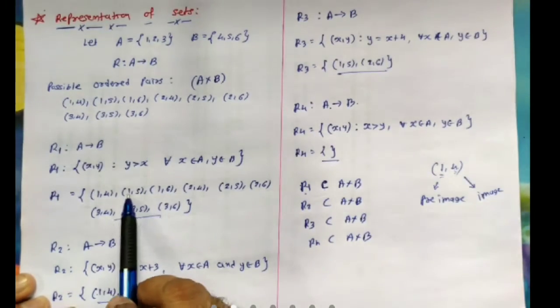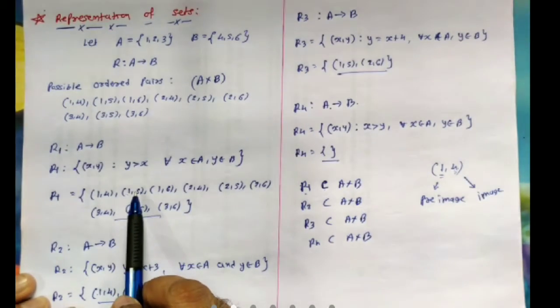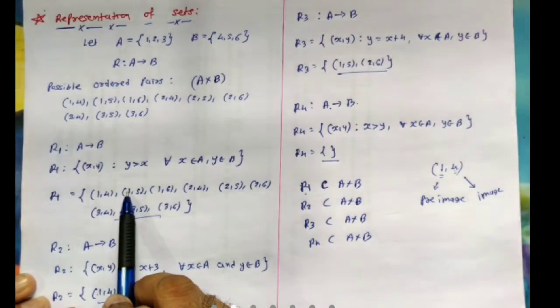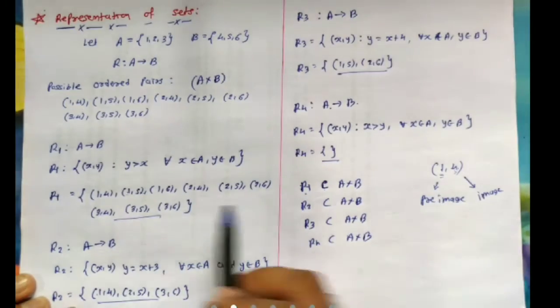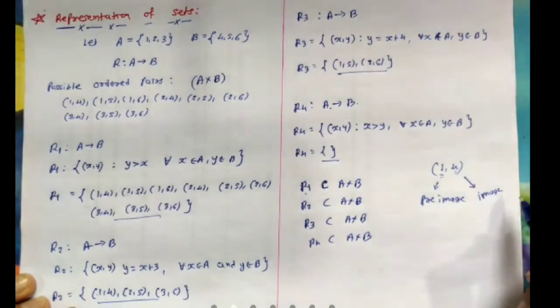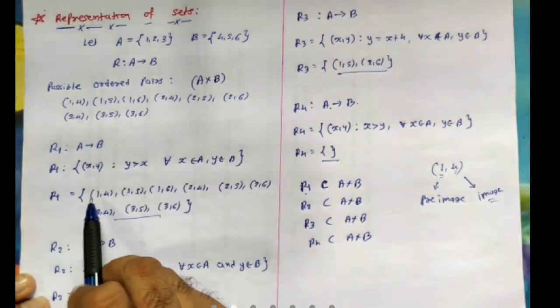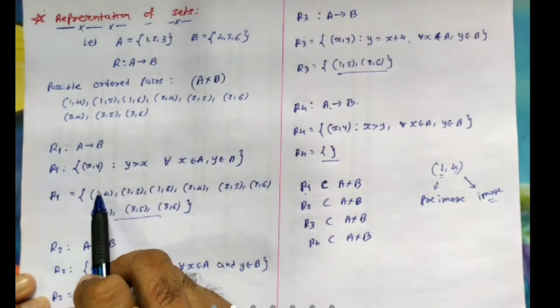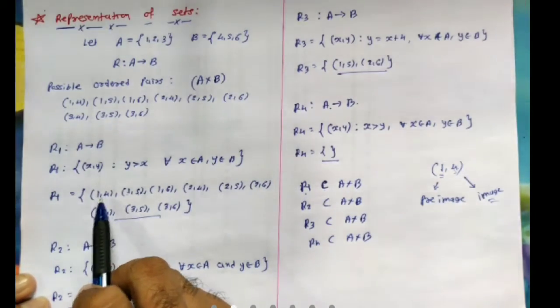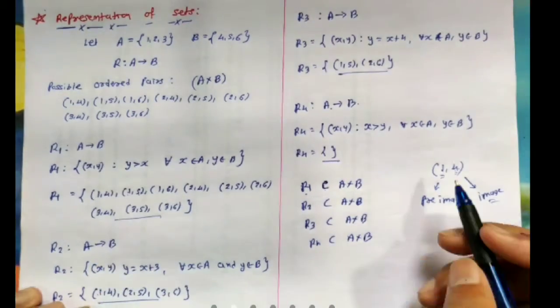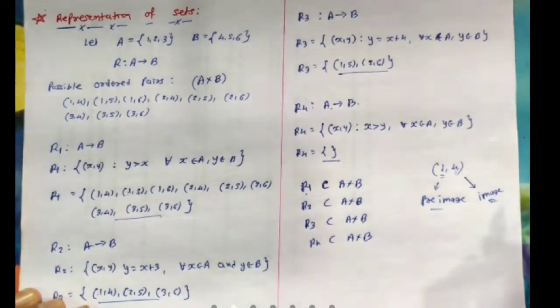So here, suppose 1, 5 is there. So 1 is pre-image of element 5. And similarly, 5 is the image of element 1. Clear? So the first element in an ordered pair is known as pre-image and the second element of an ordered pair is known as image. Image of which? Image of the first element. Pre-image of which? Pre-image of the second element. Did you understand pre-image and image? We had discussed this also.